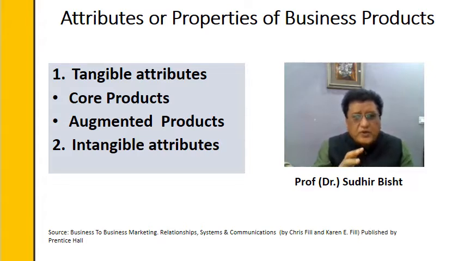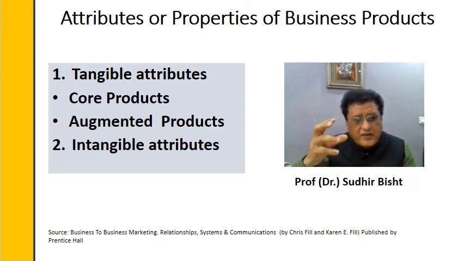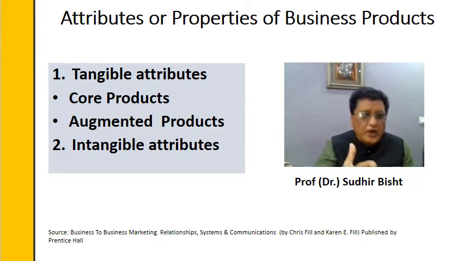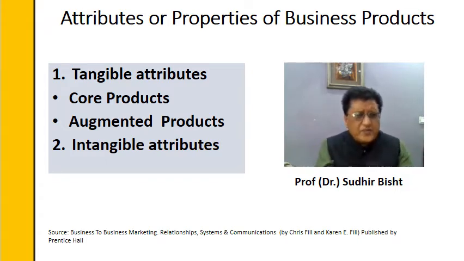What is a tangible attribute? A tangible attribute is something which can be felt, which can be seen immediately, which is palpable, conspicuous by its presence. So the tangible attribute is also divided into core and augmented. Let me explain this by giving examples. In fact, I have given examples in the next two slides. I have given the example of an industrial product, which is an air cooler, and I have taken the example of a lubricating oil company called Castrol.